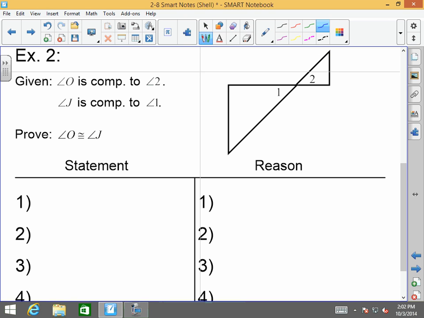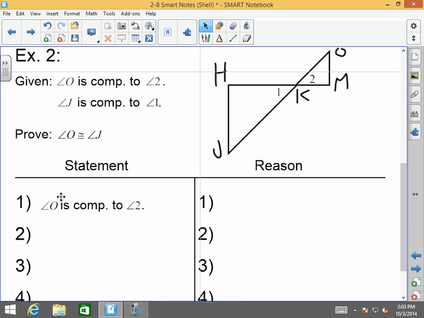Let's go ahead here, and this would be angle O. Kind of hard to do a proof without the labels. That's M, that's K, that's H, and that is J. And again, I do apologize. That is my fault. Okay, so angle O is complementary to angle 2. That's given. Angle J is complementary to angle 1. That's given.